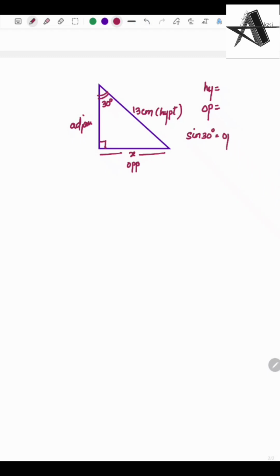This is opposite over hypotenuse. Sine 30 is half. Opposite is x and hypotenuse is 13. So x will be 6.5 centimeters. In this way you can calculate the side. For a non-calculator paper, if you can learn the angles, it would be better. It's a very simple way to learn.